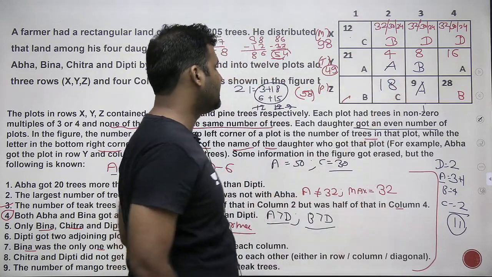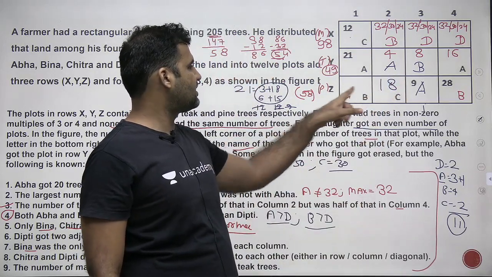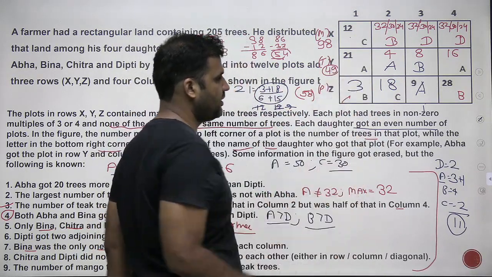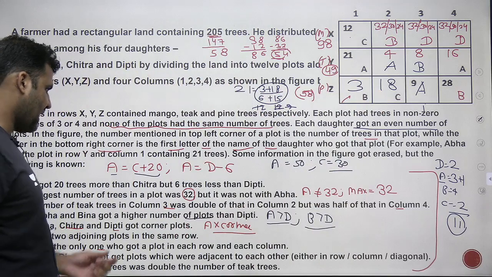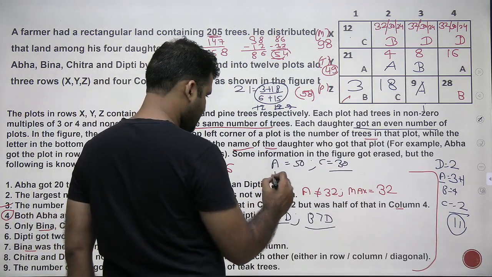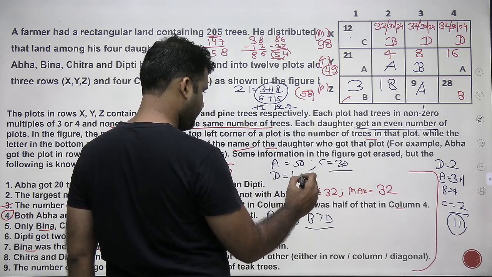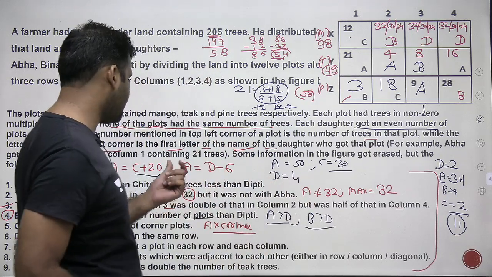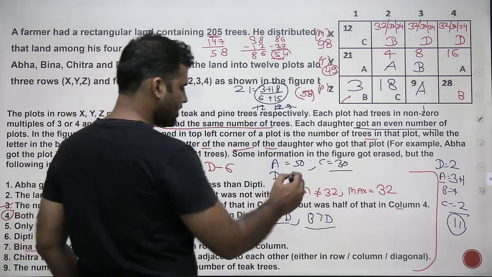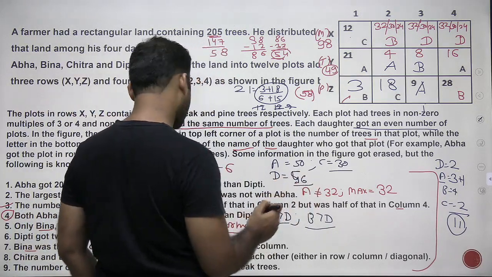Now if this has 18 number of trees, then to make this 18, I need to take a case of 3 and 18. So this will be having three trees, right? And then we got Abha is also getting 6 less than Dipti. So can I say Dipti must be having 50? Abha's number of trees are 6 less than Dipti, so Dipti must be having 56 trees.